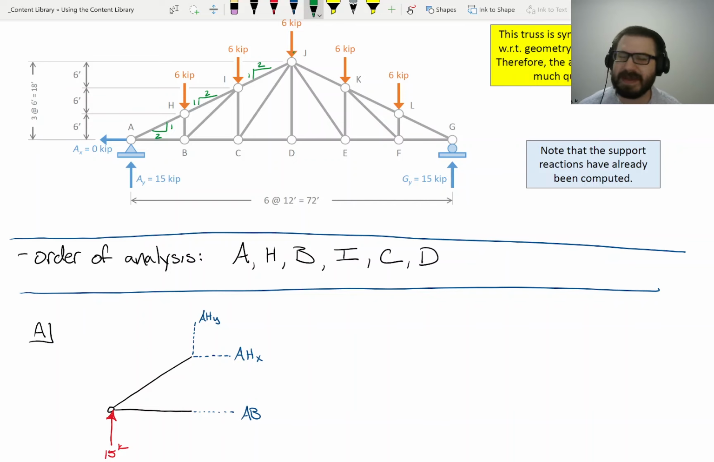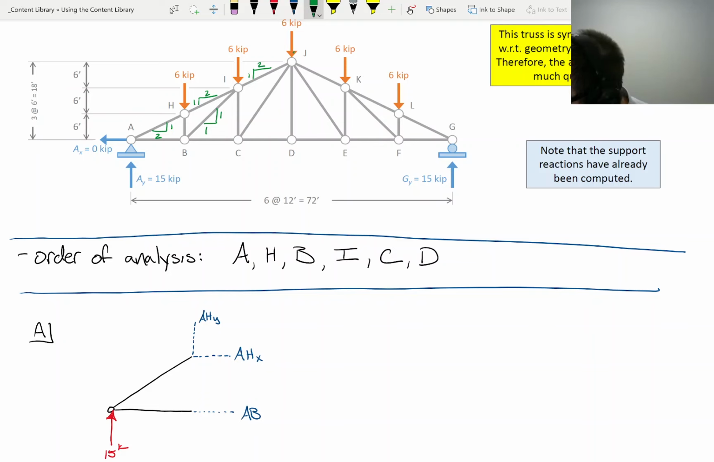Now, let's look at BI. From left to right, we go over a distance of 12 feet, because that's all that's saying right there. There are six segments, and each one is 12 feet long. And then from B to I, we go up 6 feet, 6 feet, 12 feet. So we go 1 to 1, over 12, up 12.